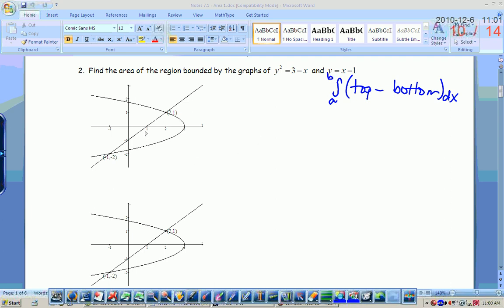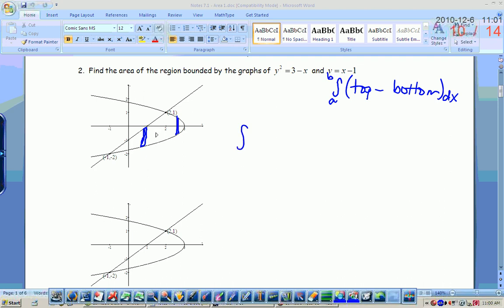All right, however, if you look right here, your top curve is the line and the bottom curve is the parabola. But if you go over here, the top part is part of the parabola and the bottom part is part of the parabola. So in this case, we actually are going to have to break it up into two different integrals. So let's start with this first part right here.